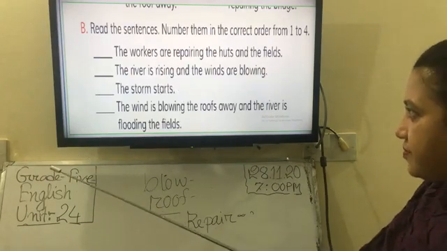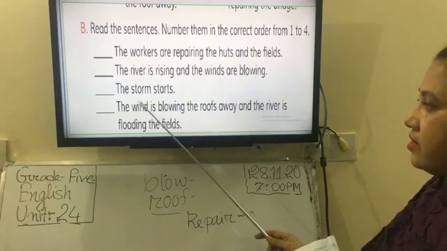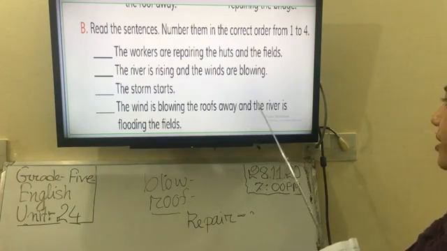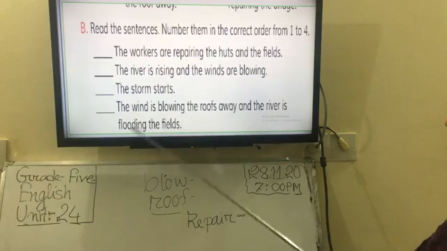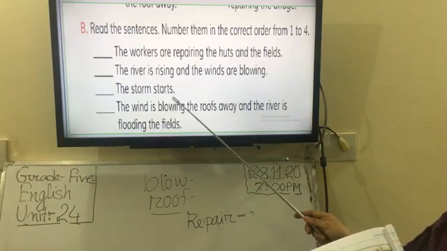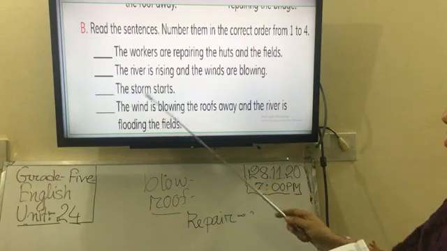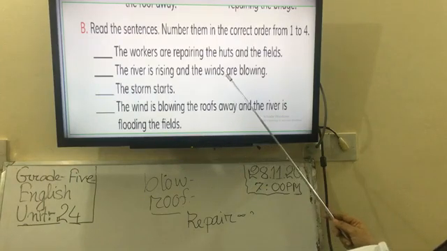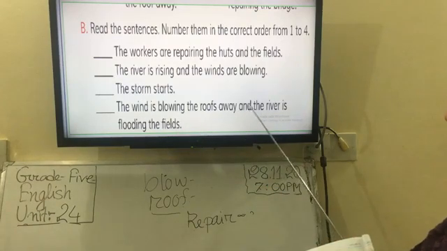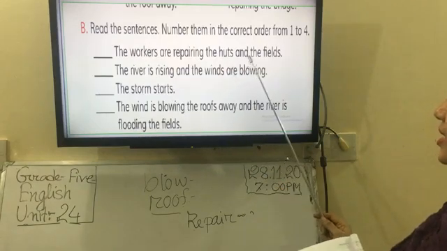What is the first one? The river is rising and the winds are blowing. The storm starts. The wind is blowing the roof away and the river is flooding the field. Which one is first? The storm starts. It is first. The river is rising, the winds are blowing. This is second. The wind is blowing the roofs away and the river is flooding the fields. Third, the workers are repairing the huts and the fields.